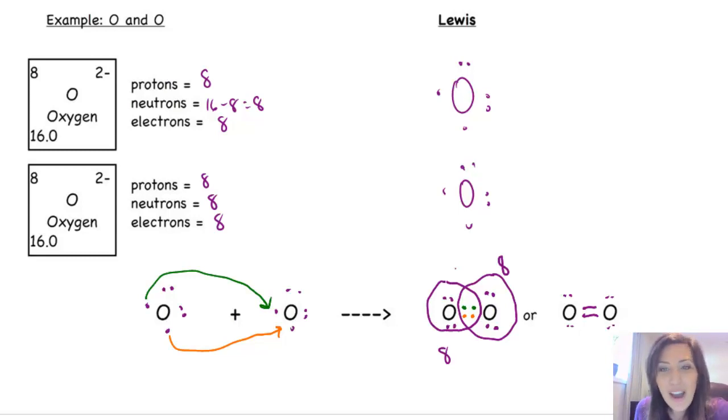Now you know how to draw Lewis diagrams. So tomorrow in class we will be discovering this idea a little bit further, and then in class we will dive into some more of the details in the similarities and differences between Bohr diagrams and Lewis diagrams.